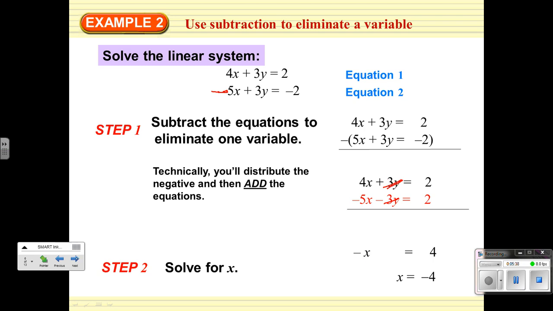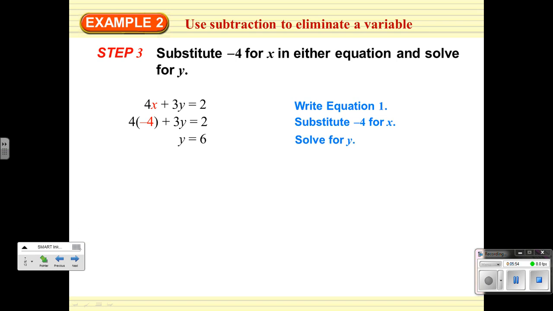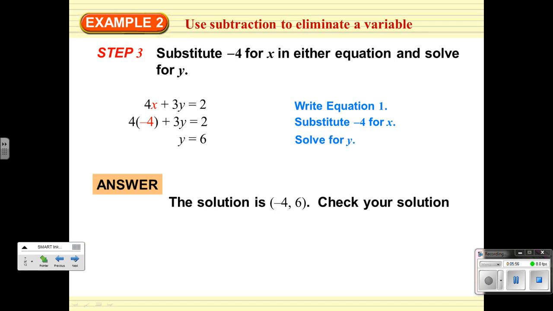So now that we have solved for x, we can take that -4 and substitute it back in to either one of our equations. So we'll use equation 1, and we'll solve for y. We're going to go back to the original equation, not the one with the distributed negative. We would not want to use that one, just in case we did it wrong. So there's the solution, -4, 6, and then we would check it.